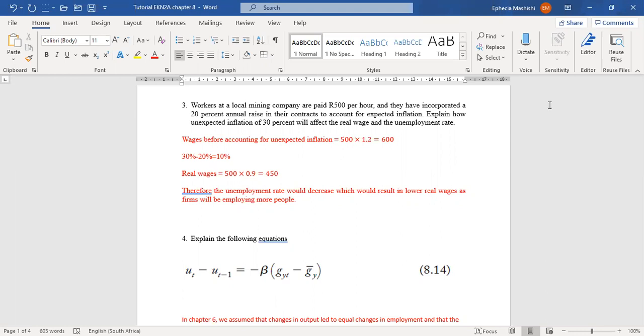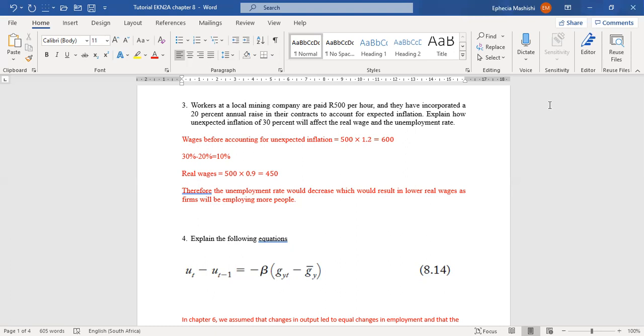Question number 3. Workers at a local mining company are paid 500 Rand per hour, and they have incorporated a 20% annual raise in their contract to account for expected inflation. Explain how an unexpected inflation of 30% will affect the real wage and the unemployment rate. So we're going to start off by calculating wages before unexpected inflation, and we're going to account for the 20% annual raise. So we're going to say 500 multiplied with 120% is equal to 600.